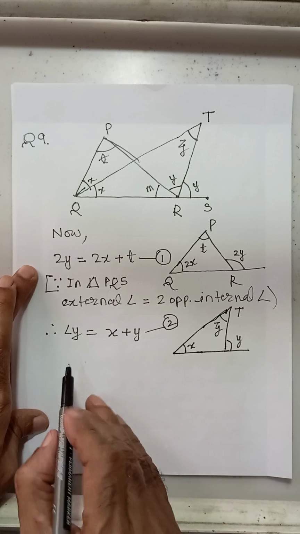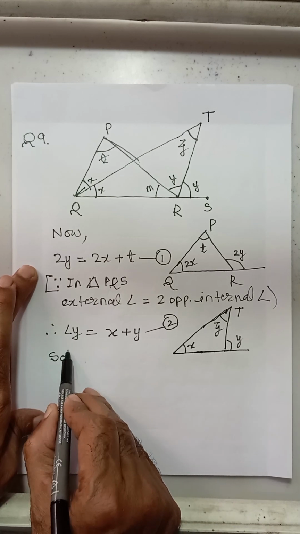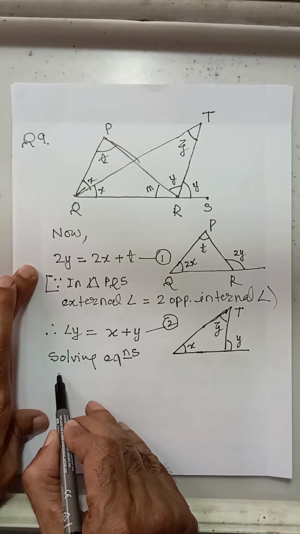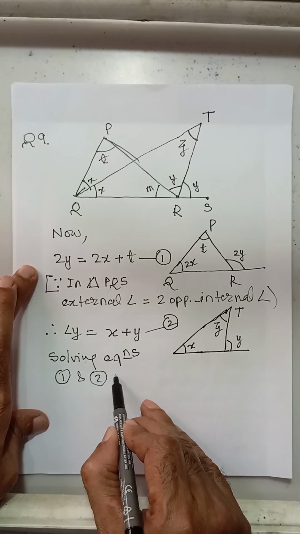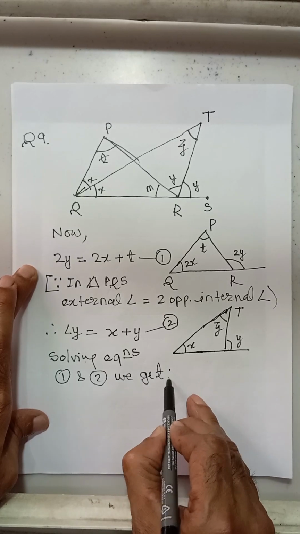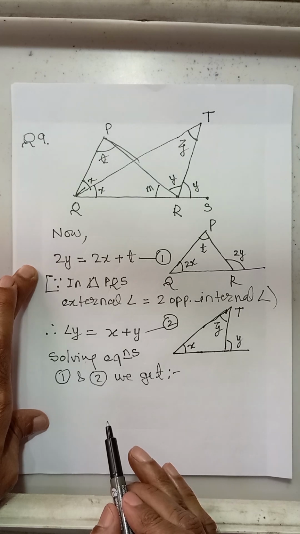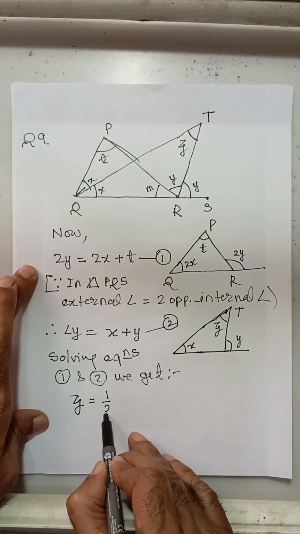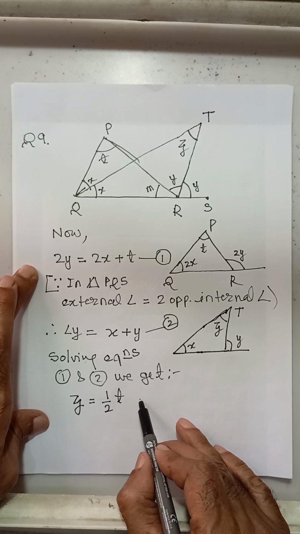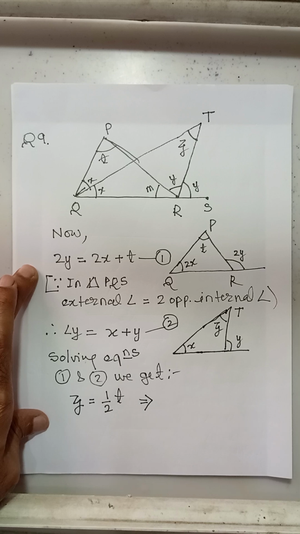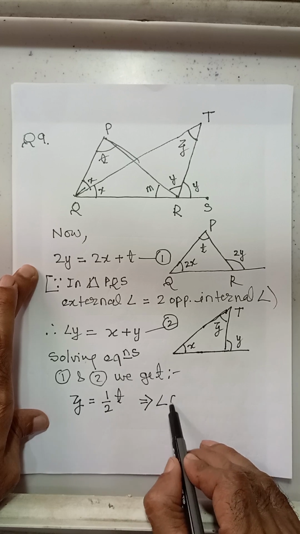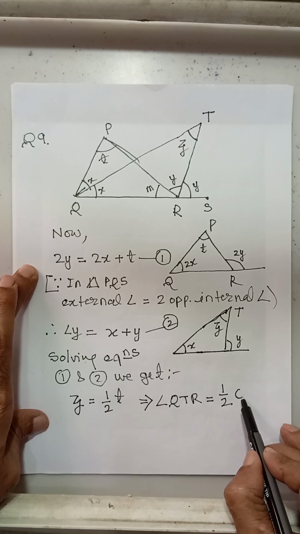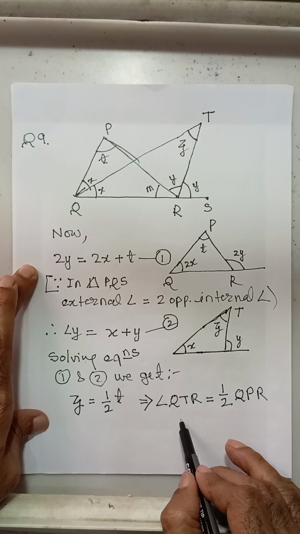So let us solve these two equations. Solving equations 1 and 2, we get Z is equal to half T. This implies angle QTR is equal to half of angle QPR. Hence proved.